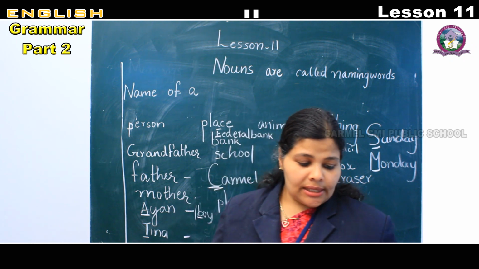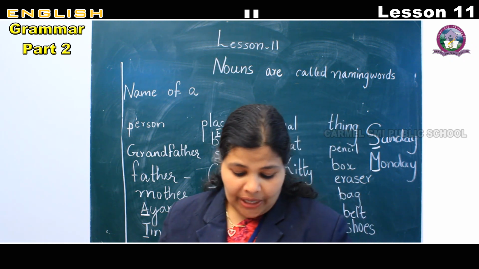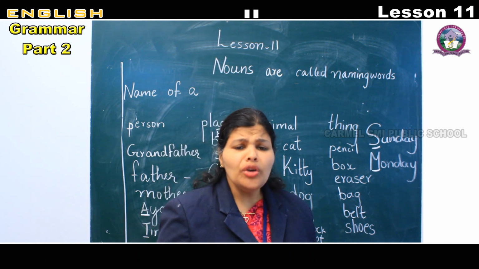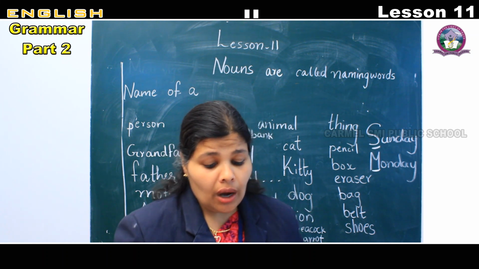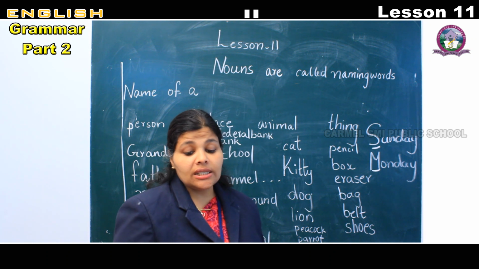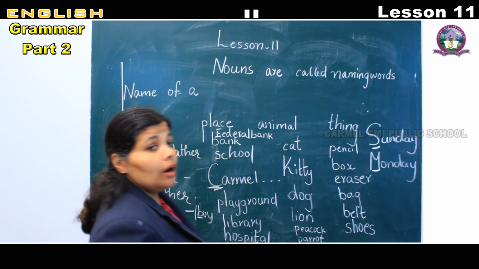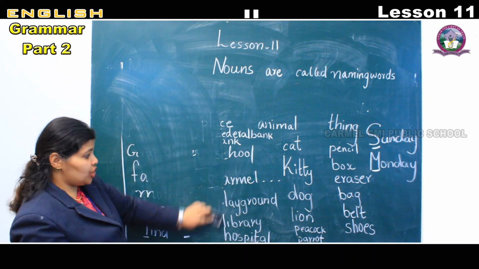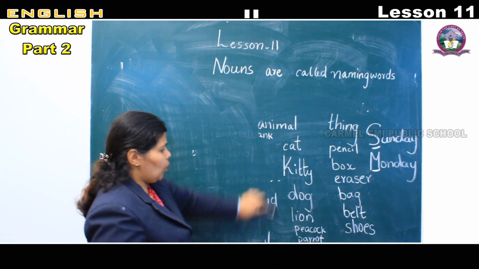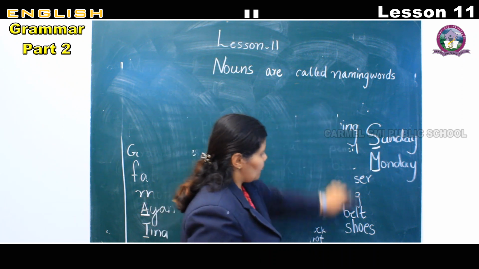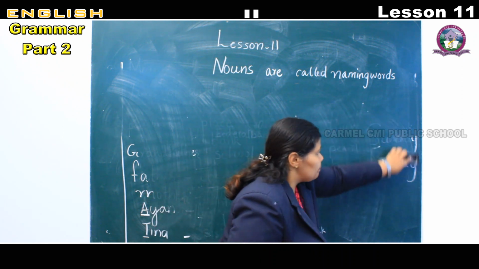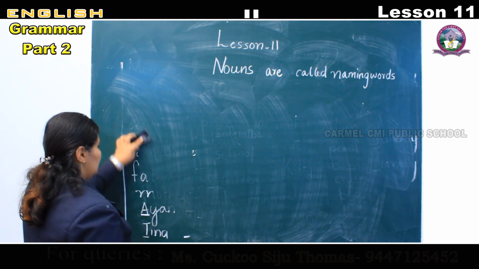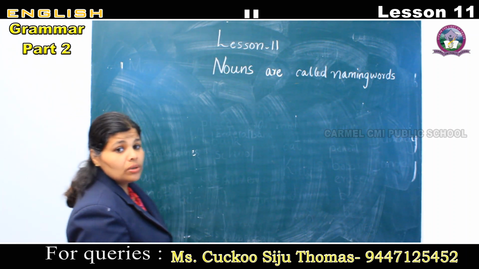Next, let's see page number 39, possessive nouns. What do you mean by possessive nouns? A possessive noun indicates ownership. What do you mean by ownership? Ownership means it belongs to someone. There is an owner. That thing belongs to someone.